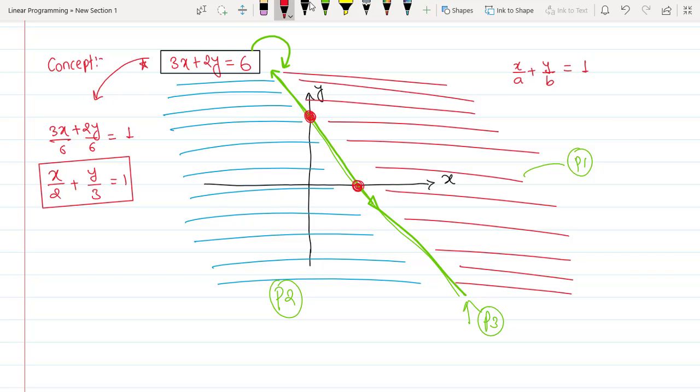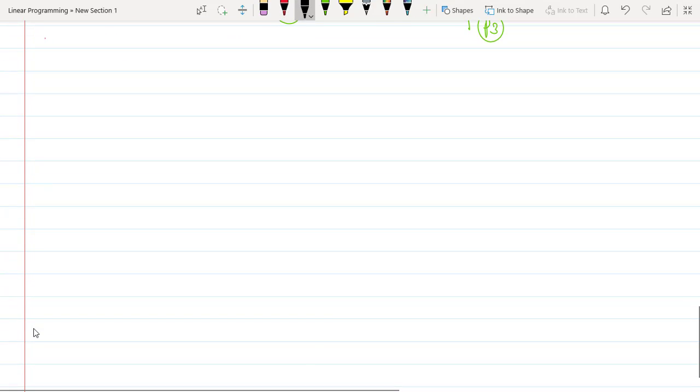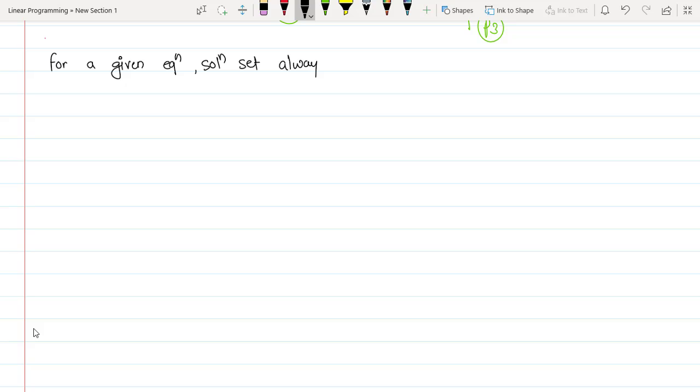Okay, so let me write this. For a given equation, the solution set always lies on the given line. Please mark this. For a given equation, the solution set always lies on the line. These are the 2 important terms we have.